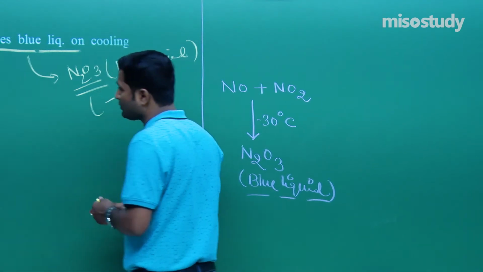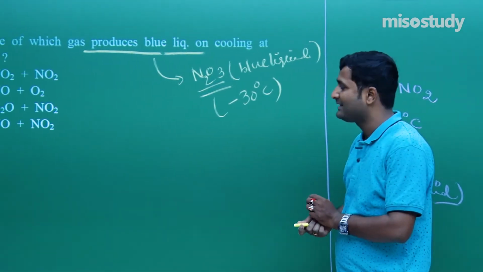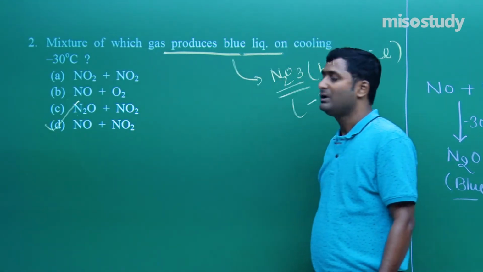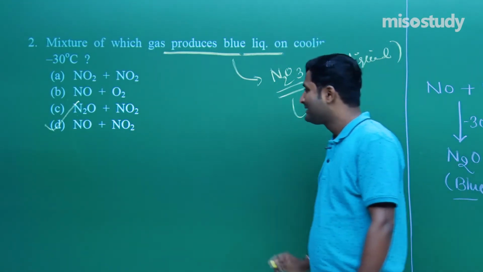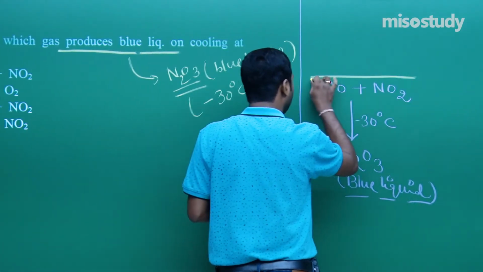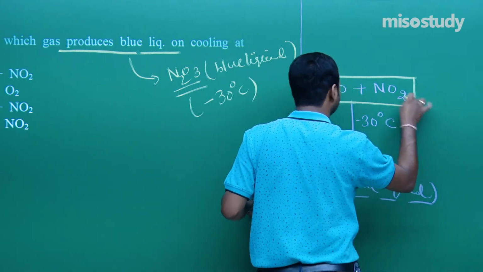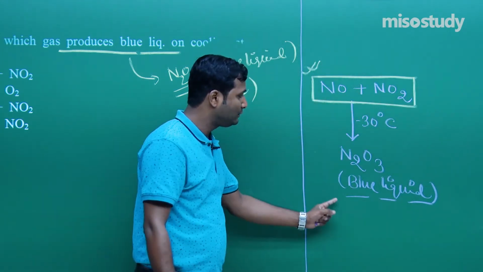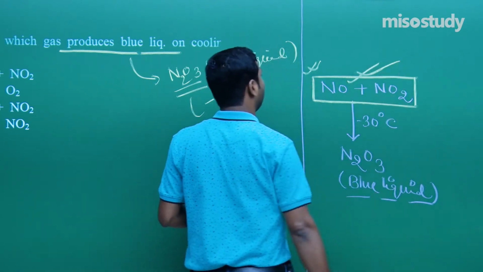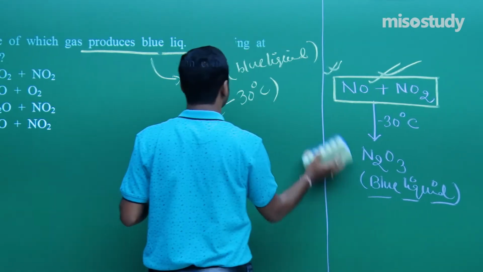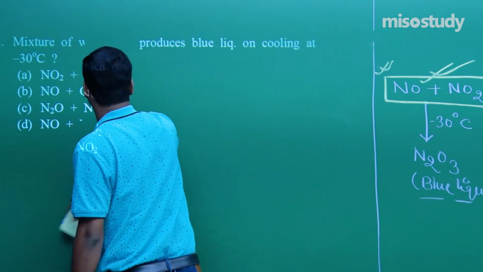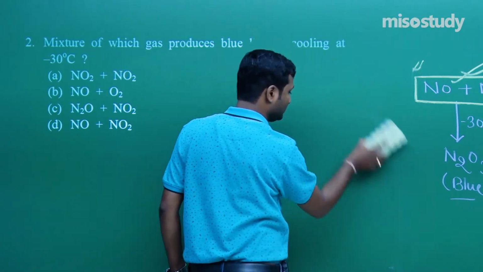So for this question, we can say that D is the correct option. Clear? Now check out the answer option here: NO plus NO2 gives you N2O3, and the composition is NO plus NO2. Now I'm going to rub this part and we'll discuss the next question. What is the next question?